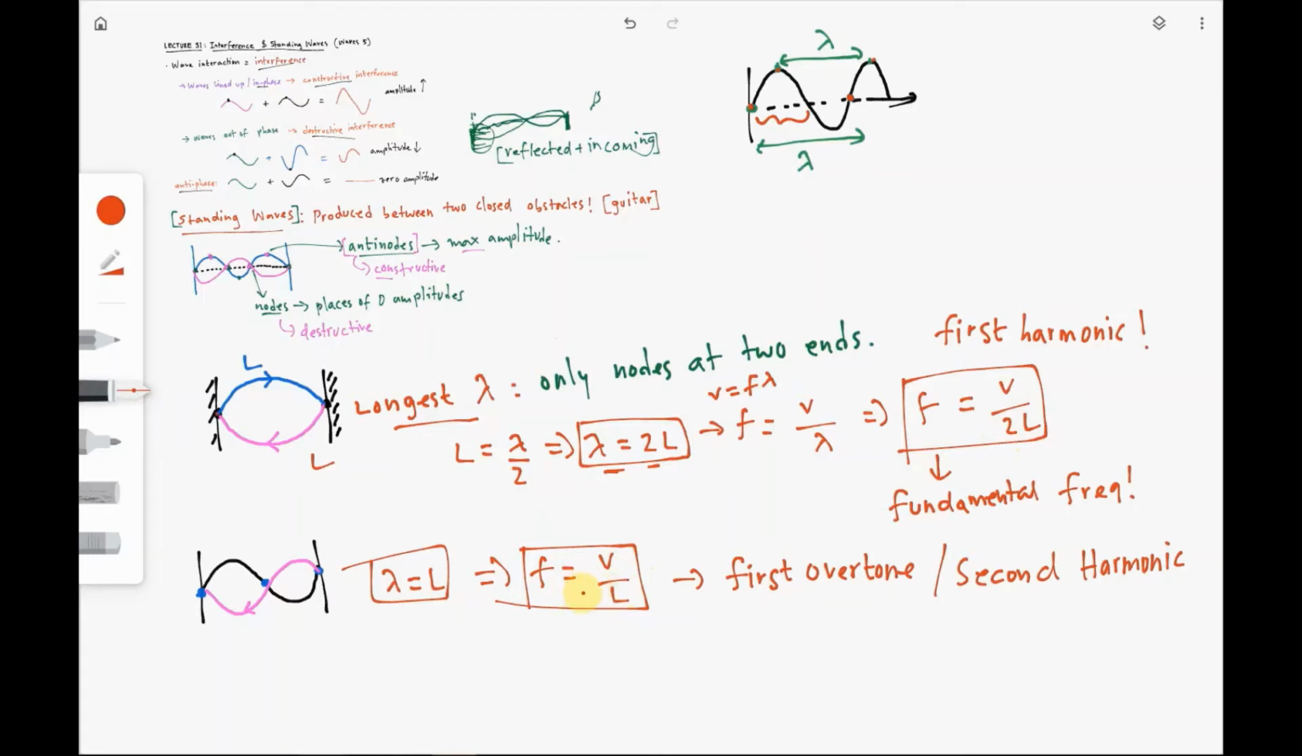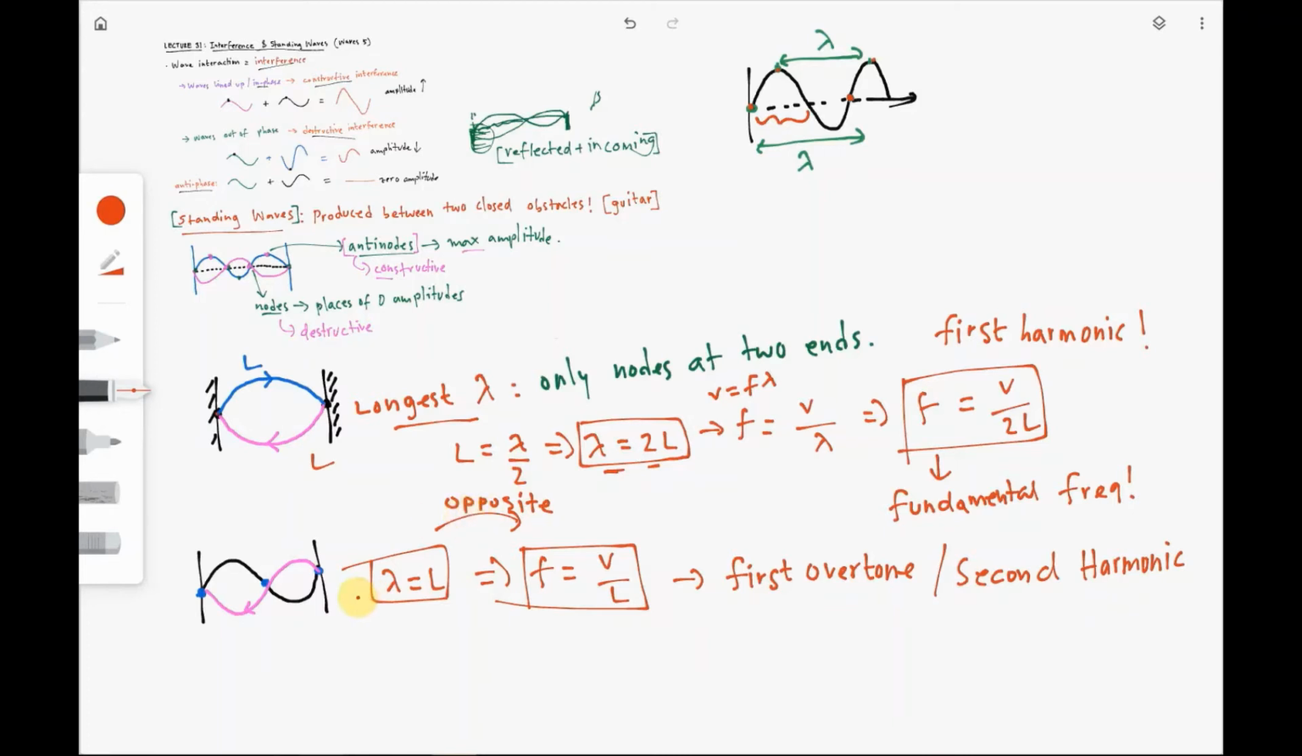So the frequency is actually larger than the fundamental frequency, which is logical, right? Because whatever happens to lambda, the opposite must happen to the frequency. If lambda is getting smaller, frequency must get bigger. If lambda is getting larger, then frequency must get smaller.